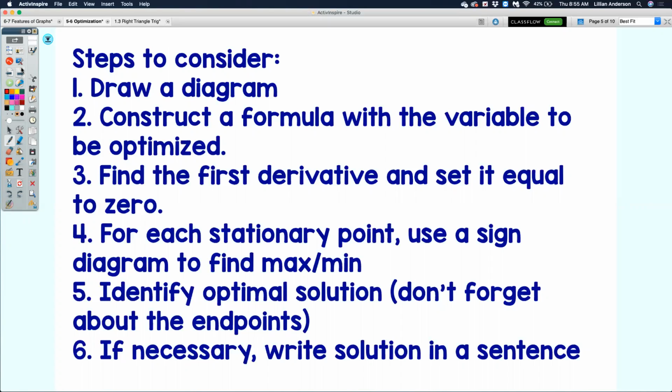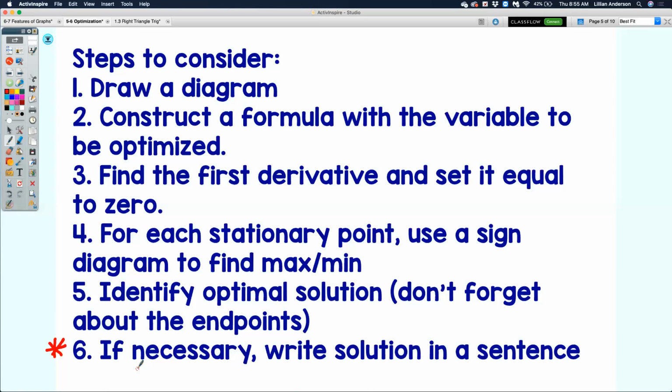Because again, the endpoints could be where the actual maximum is or where the actual minimum is, the highest or the lowest point. And then if necessary, which a lot of times step 6 really isn't necessary, you want to write your solution in a sentence. Step 6 usually comes maybe in a part D or part E, when they ask you to justify why it is the optimal solution. But it's going to be very rare that you'll have to write a sentence with your solution explaining why that is the optimum value. Okay?